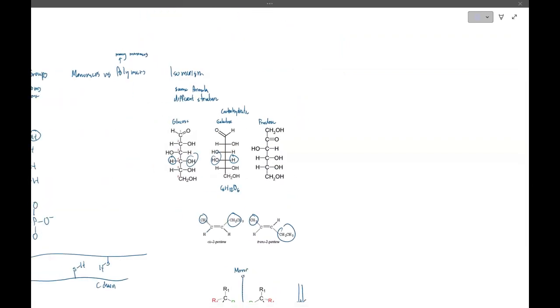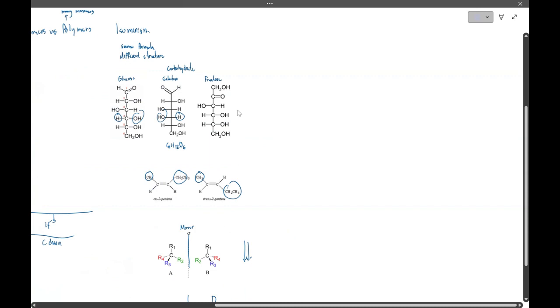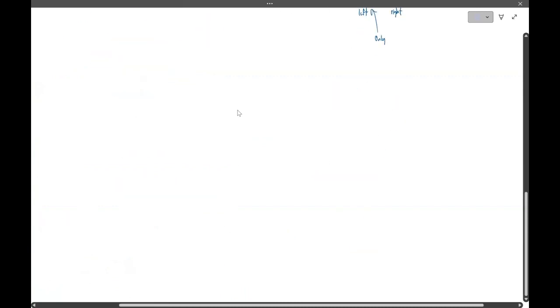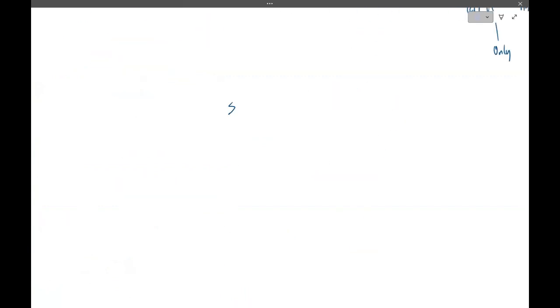So now that we're done with these basic terms, we can move on to talk about carbohydrates. Now, carbohydrates are also known by another name. We call them simple sugars.